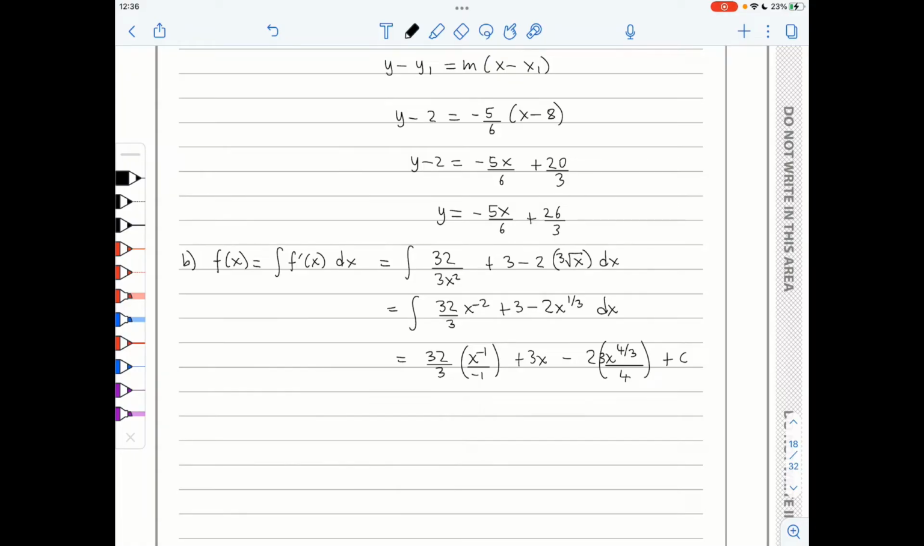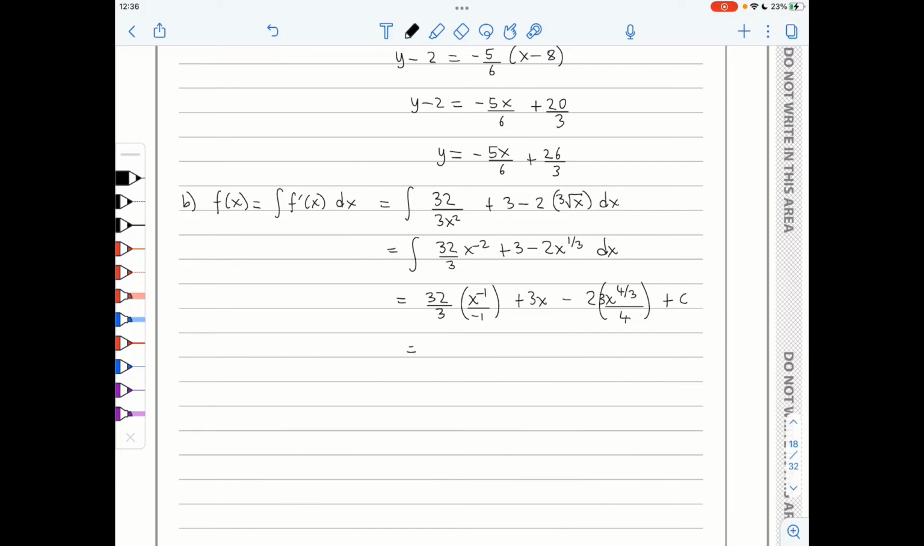So I will simplify this first of all. It's minus 32 over 3 x to the minus 1 plus 3x minus 3 over 2 x to the 4 over 3 plus c. We know that we pass through the point 8, 2.